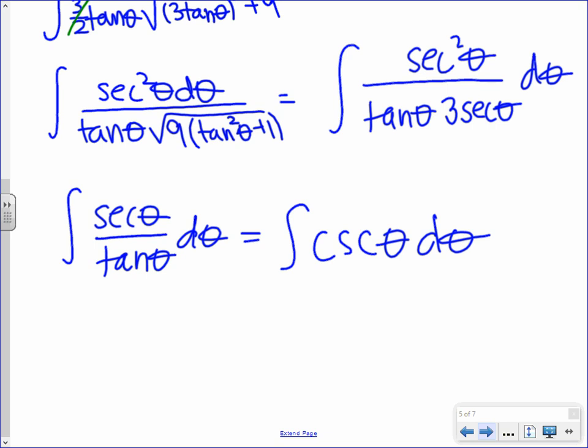Oh, I lost something there, didn't I? A 3. I lost that 3. We really have that 1/3 because we have that 3 right there. I forgot to write it in my denominator. So we have that 1/3 out there.